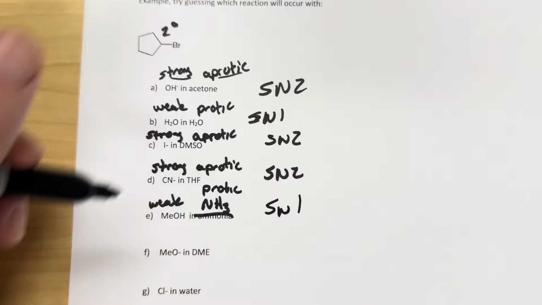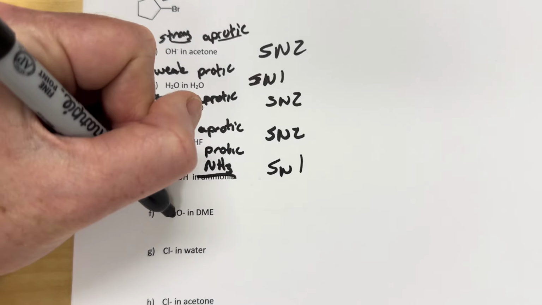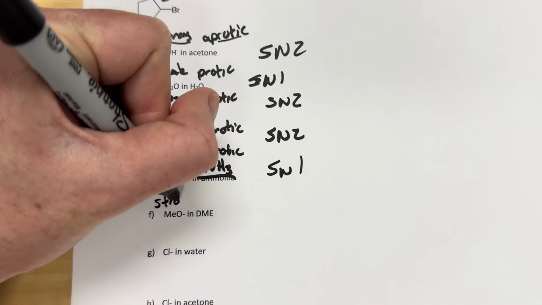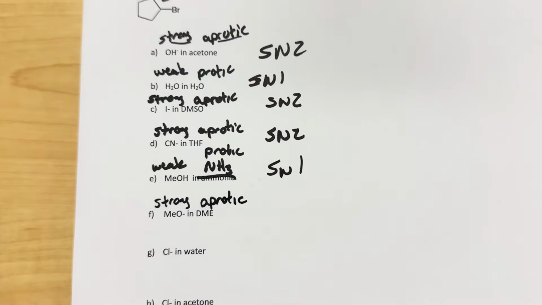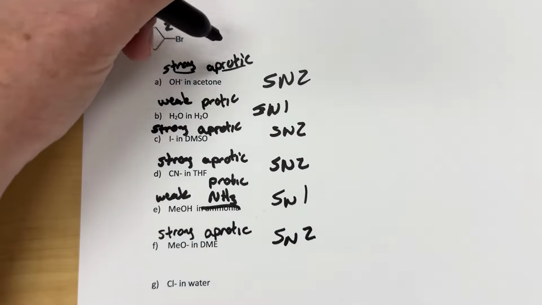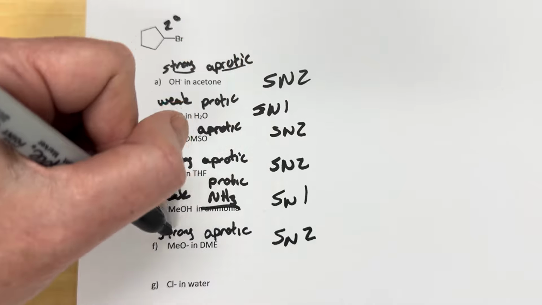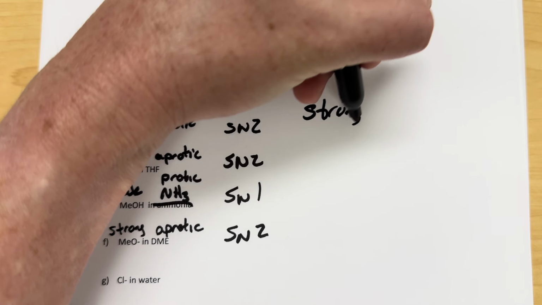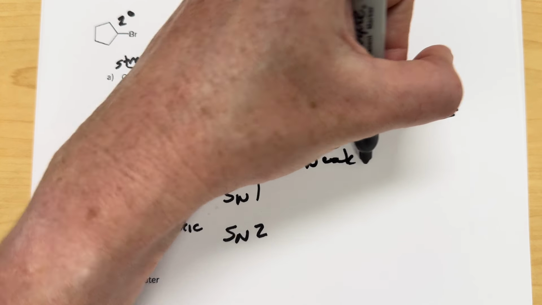Hopefully you agree, SN1. All right, and then we have here MeO negative. This is strong. DME is an aprotic solvent, as expected, so this is SN2. So in case you haven't seen it, strong goes with aprotic, weak goes with protic, strong, aprotic, weak, protic, like they all stick together. Strong goes with aprotic. Weak goes with polar protic.